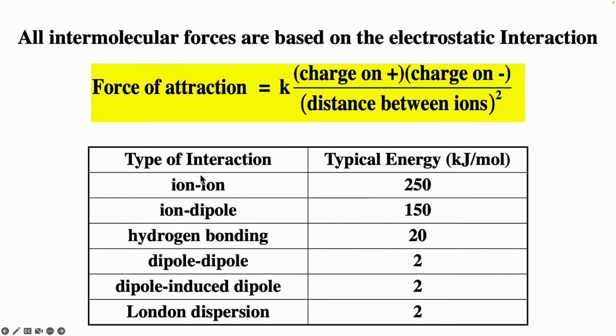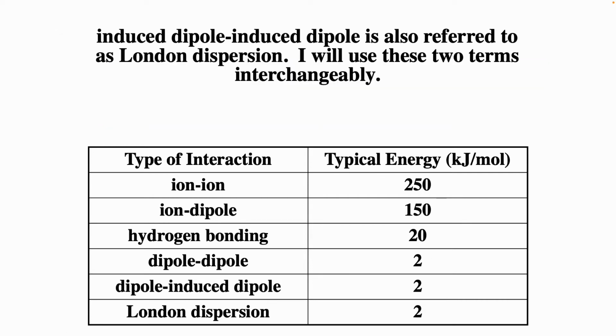And so for ion-ion interaction, you have full charges. And so that's going to give you a fairly strong energy. If you're talking about dipole-dipole, those are just partial charges, and so the energy is much smaller. Induced dipole is also referred to as London dispersion. I'll use those two terms interchangeably.